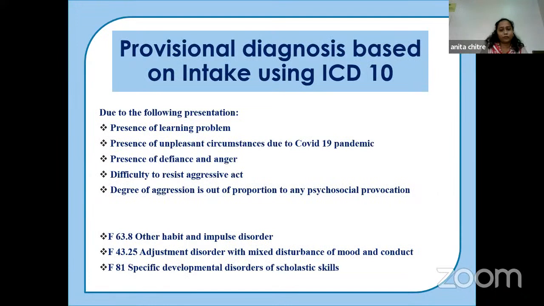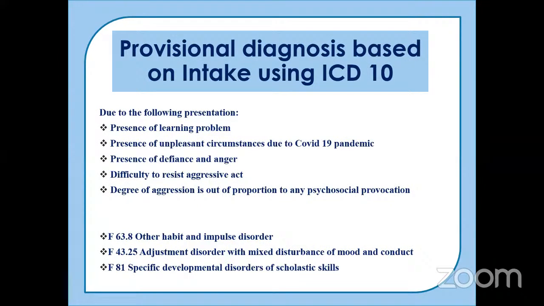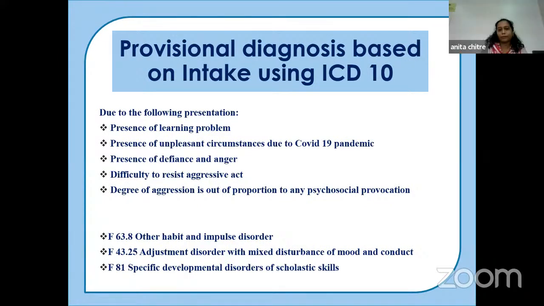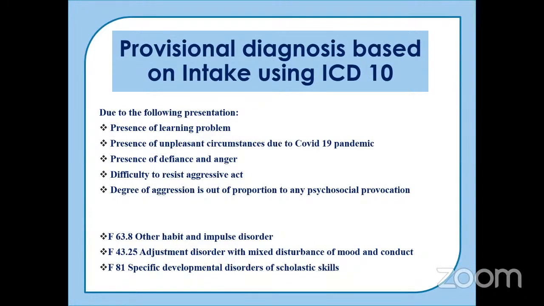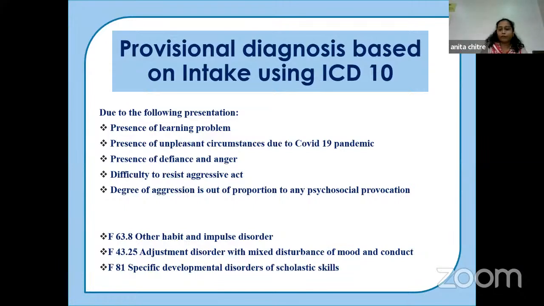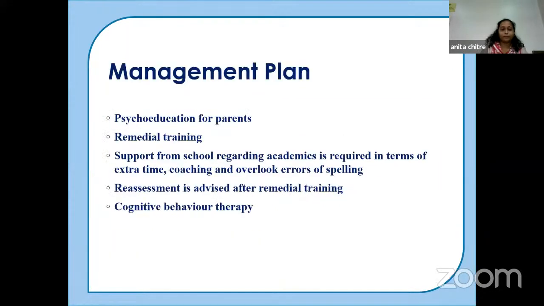Provisional diagnosis was based on the intake and the results. Due to the presentation where there was a learning problem, presence of unpleasant circumstances due to COVID-19 pandemic, presence of defiance and anger, difficulty to resist aggressive acts, and degree of aggression was out of proportion to the provocation that he had. He was differentially diagnosed with other habit and impulse control disorder, adjustment problem with mixed disturbance of mood and conduct, and specific developmental problems of scholastic skills.